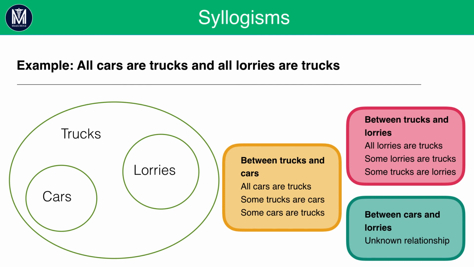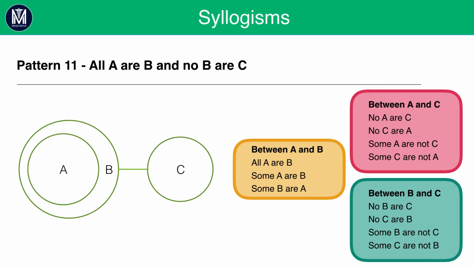This should be really easy now. So between trucks and cars, we know that all cars are trucks, some trucks are cars, and some cars are trucks. Between trucks and lorries, we know that all lorries are trucks, some lorries are trucks, and some trucks are lorries. Between cars and lorries, there is an unknown relationship.